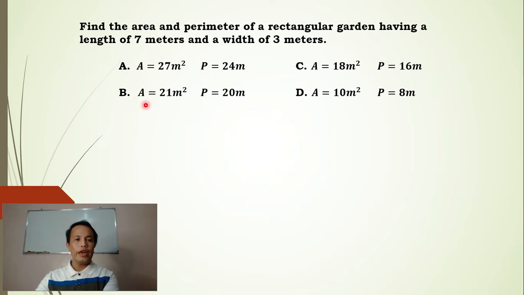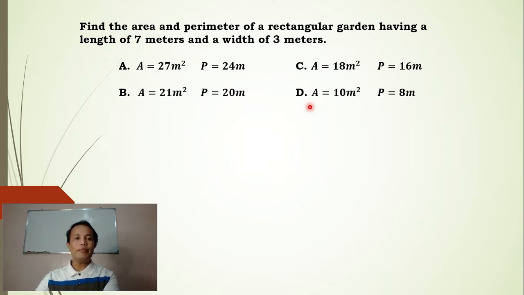Letter B, area is 21 meters squared and the perimeter is 20 meters. Letter C, area is 18 meters squared and the perimeter is 16 meters. And letter D, area is 10 meters squared and the perimeter is 8 meters.